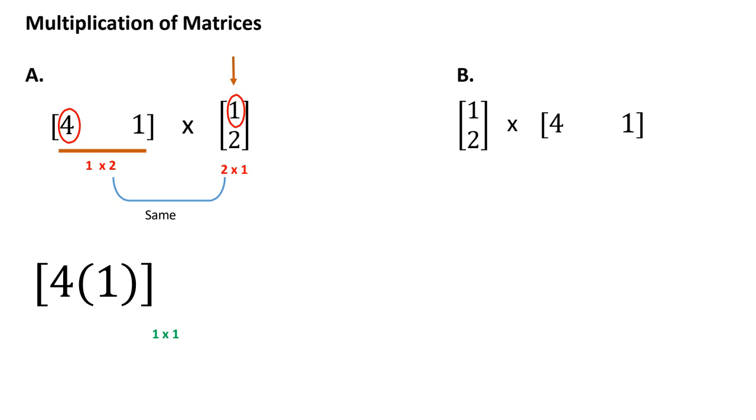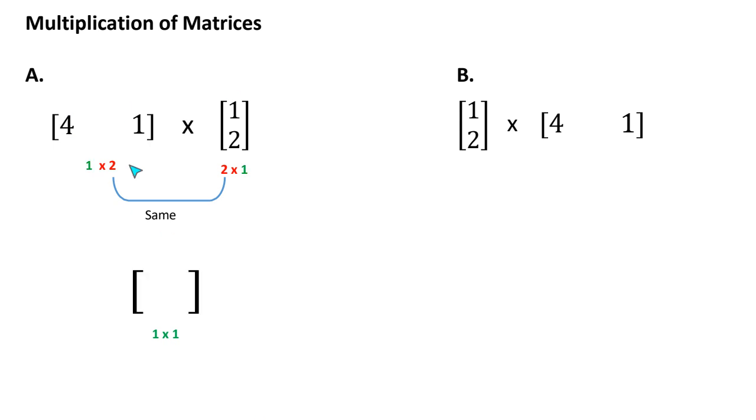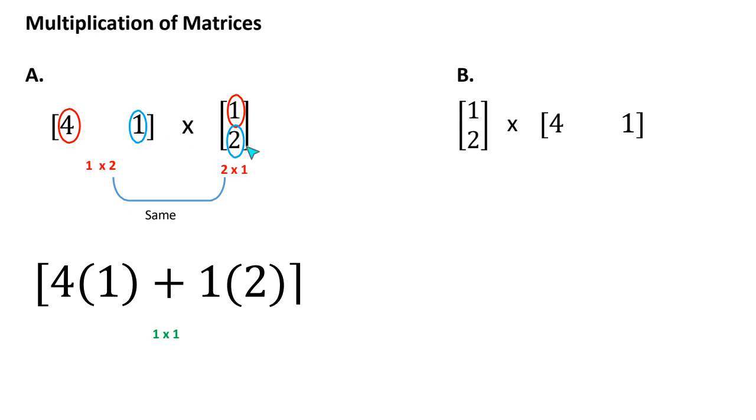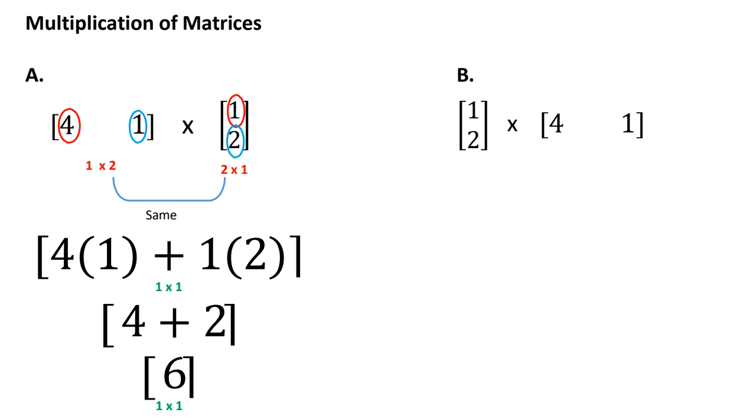Okay, so how do we multiply? We're going to take this first row times the first column. We're going to take the first number times the first number and the second number times the second number and add them together. So 4 times 1 is 4. And then we're going to have 1 times 2 is 2. So 4 plus 2 is going to be 6. And that would be our answer.